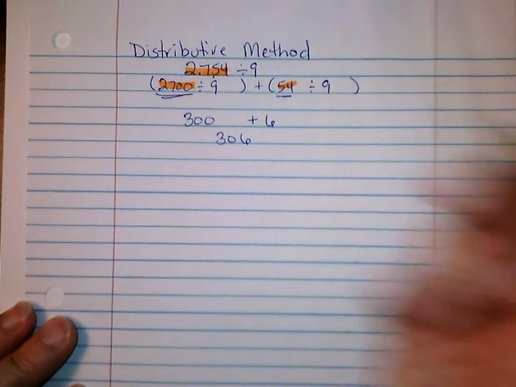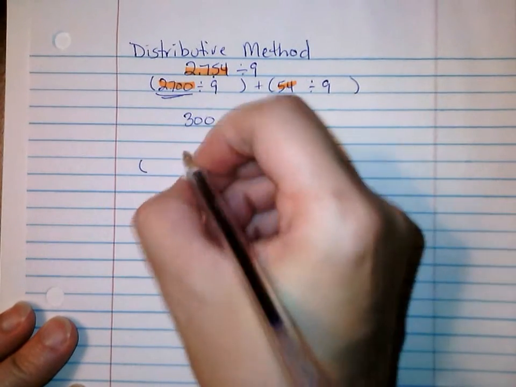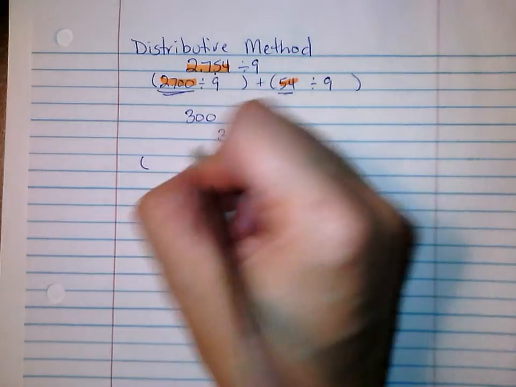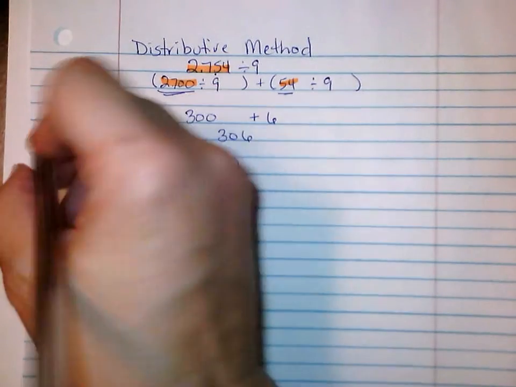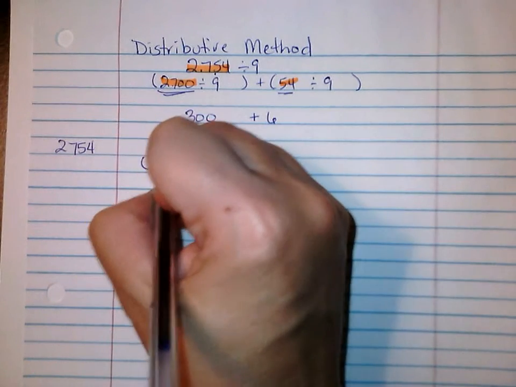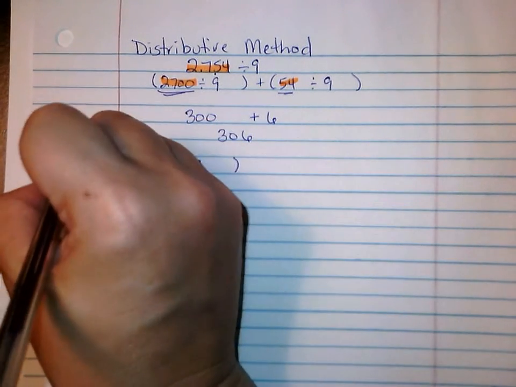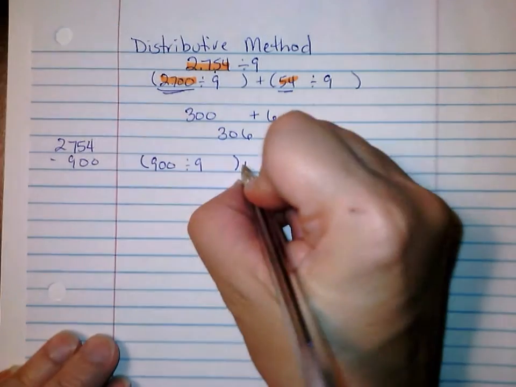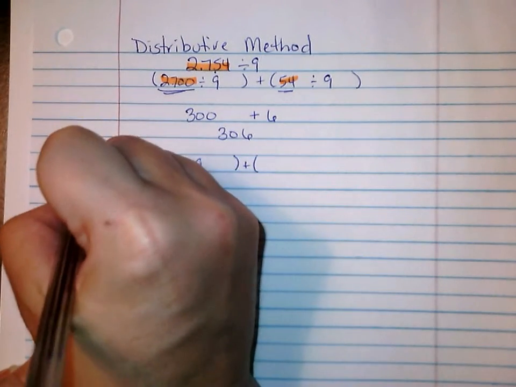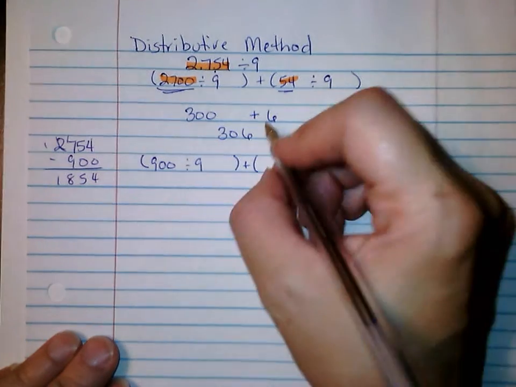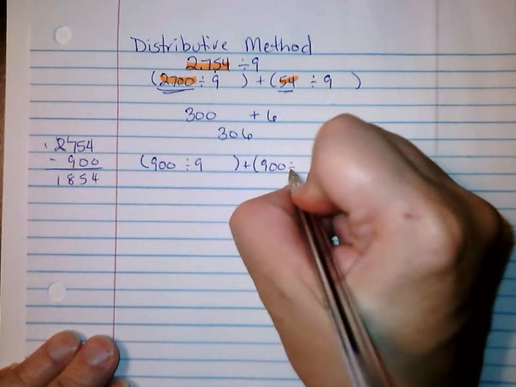Okay, just to show you that I can split it up even more. So if I'm doing groups, say you couldn't think of it as 2,700 divided by 9, and I could think of it as 900. So you might have to do a running total so you can see what you have left over. So 900 divided by 9, because the total should equal 2,754. Then I have 1,854. I still can do 900 divided by 9.